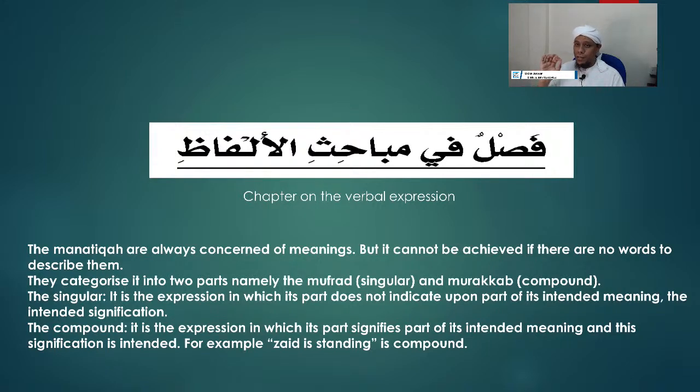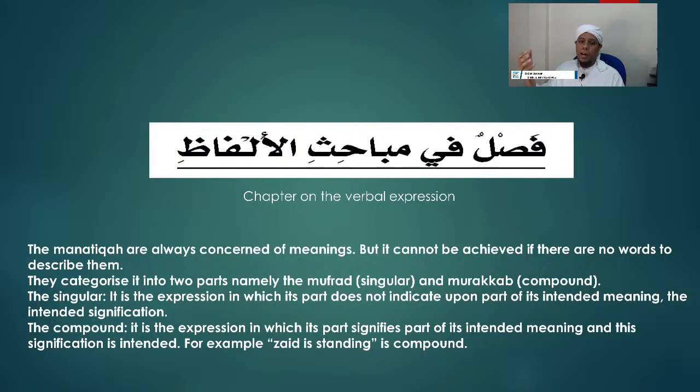So when the parts of this particular word, meaning the letters, do not contribute to the meaning of that particular word, this is the meaning of mufrad. The definition is this: the singular is the expression in which its part does not indicate upon part of its intended meaning, the intended signification. So it does not explain any part of the meaning. So the word Zaid is an example of mufrad.